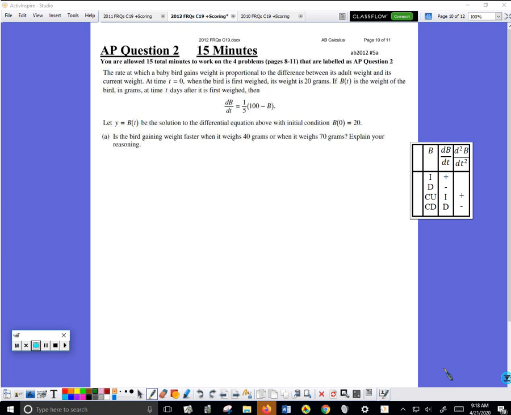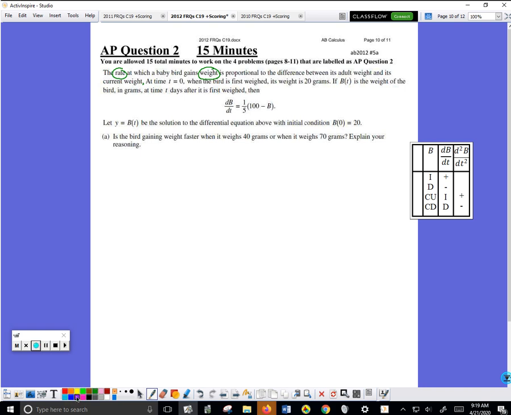Okay, the rate, keyword is rate, at which a baby bird gains weight. So that means the rate at which the weight is changing is proportional to the difference between its adult weight and its current weight. I'm not sure what that means, so just keep reading. At time equals 0, when the bird is first weighed, its weight is 20 grams. I would write that down.